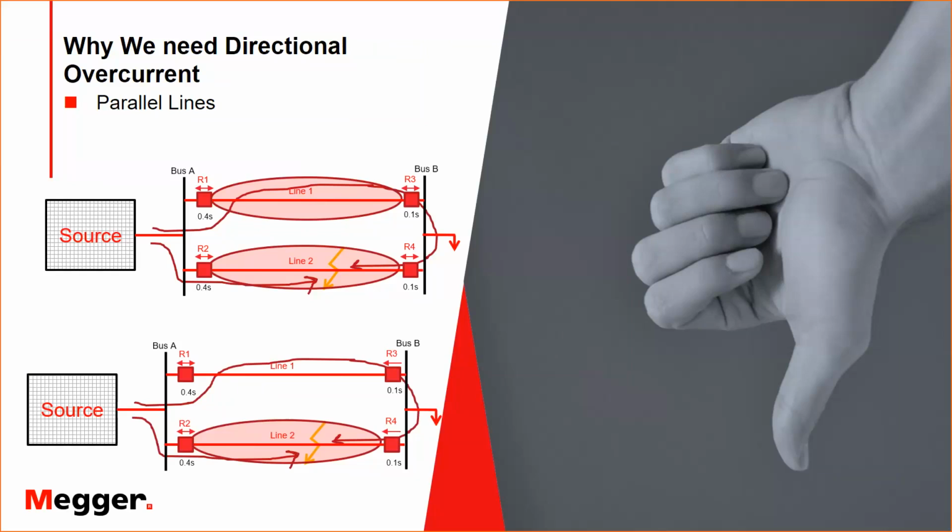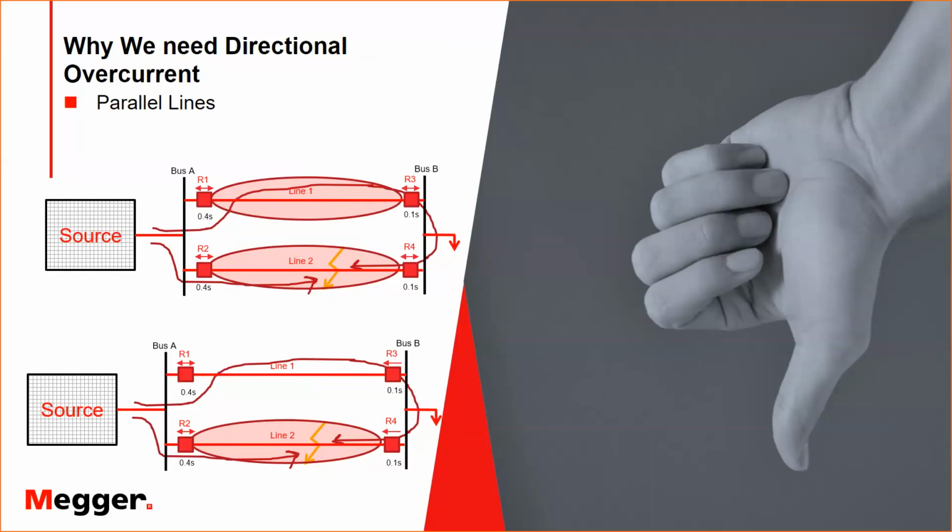That was the parallel line arrangement. There are other benefits, for example in what we call a ring type arrangement. Directional overcurrent is very likely to be used there, especially if that ring is always connected from both sides, with the normally open point closed.